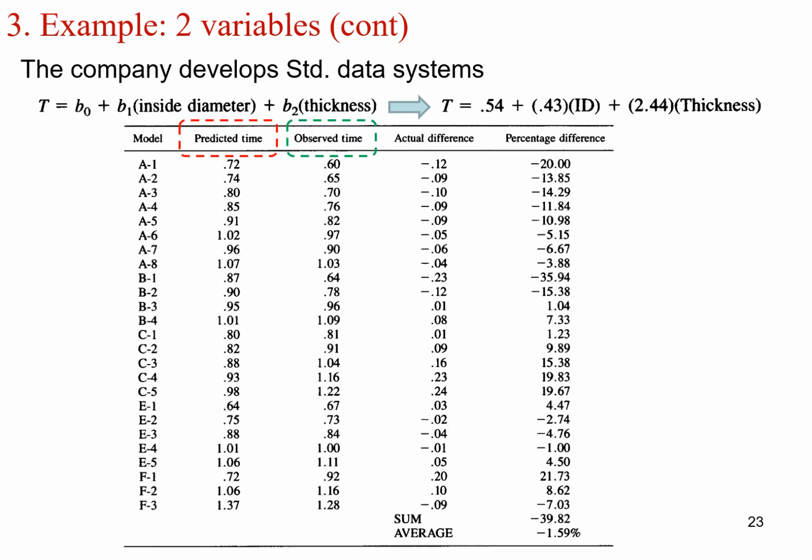Then we validate our model by comparing available observed times with model predicted times. Since we have lots of data points, we can calculate the percentage difference by dividing the difference by the observed times. Then we calculate the average percent difference, which comes out to be minus 1.59%.